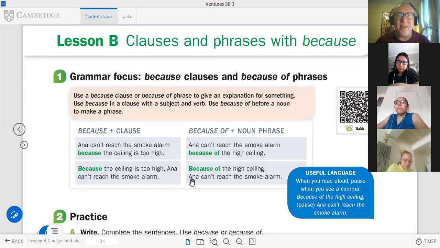Where's the raspberry? All right. Okay. That's what you put.